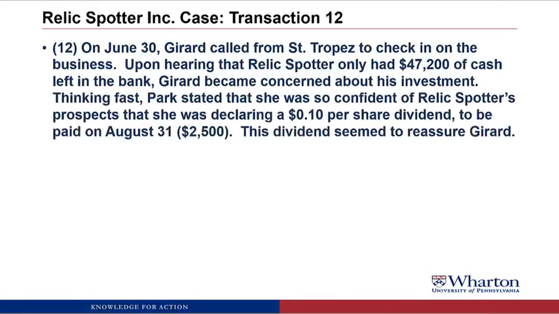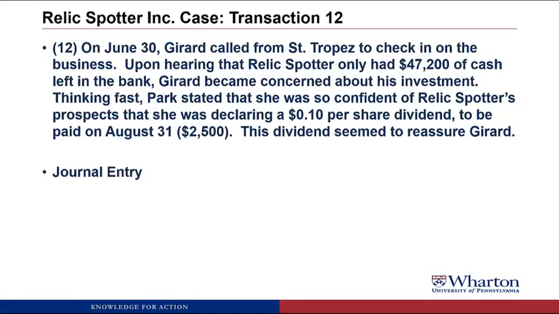Thinking fast, Park stated that she was so confident of Relic Spotter's prospects that she was declaring a 10-cent per share dividend, to be paid on August the 31st. This dividend seemed to reassure Gerard. Okay, is there a journal entry here?